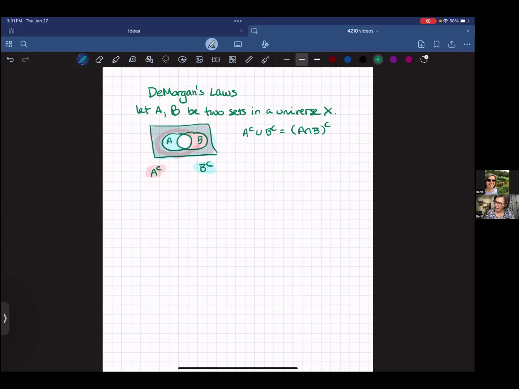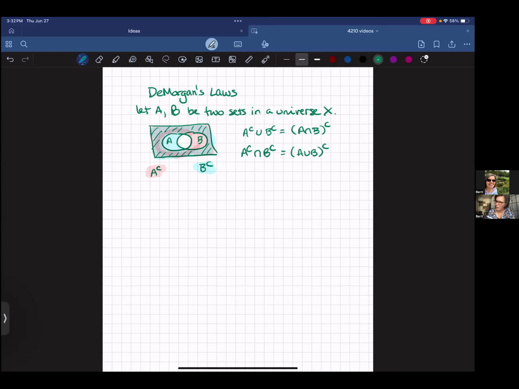Okay. And then similarly, A complement intersect B complement, that's the stuff that is in both complements. So it's the stuff that got shaded both blue and peach. And so it's the stuff that's kind of that yucky blue and peach mixed color. So that's the stuff that's outside both of them. But another way to say that is that's the stuff that's outside of their union. And so this is A union B complement.